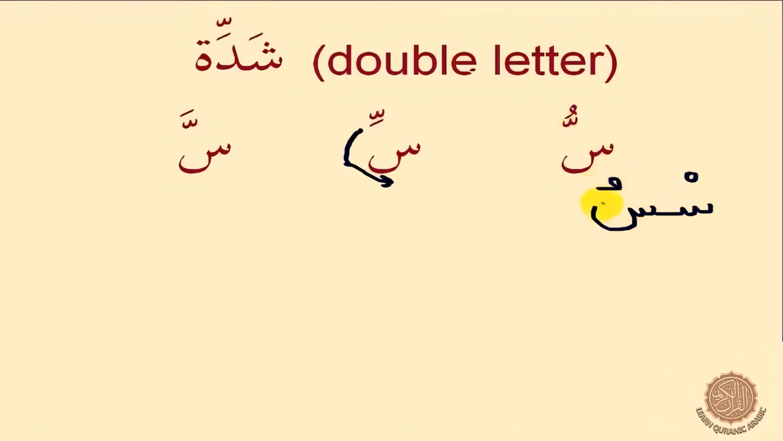Now let's put, for example, a letter before it, because we know that a word cannot start with a sukoon. You can't have a letter with a sukoon starting off a word. So let's put the ra, for example. So to pronounce this, we would say rassu, rassu. Notice how I give the double letter. Rassu, rassu. Now similarly, this is two seens as well.